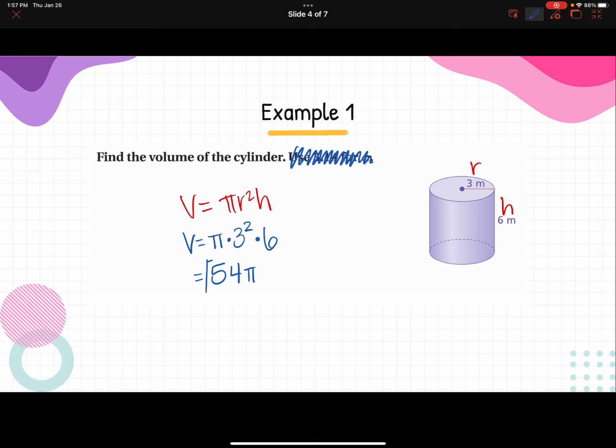Okay, that is the correct answer, but it's going to depend on how they're asking you for it. So I believe today Delta Math is going to have you turn it into a decimal and round to the nearest tenth. So I'm going to push that double arrows button to turn this into a decimal. And it is 169.64, so just 169.6. Okay, and then volume is measured in units cubed.